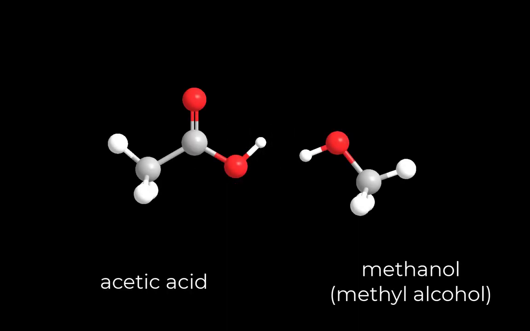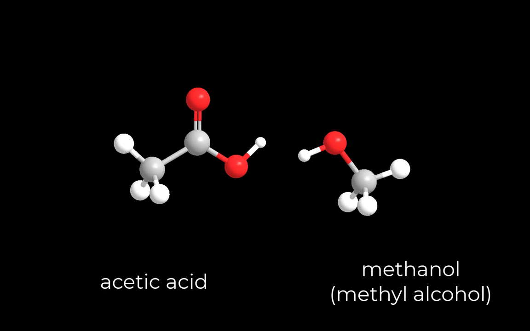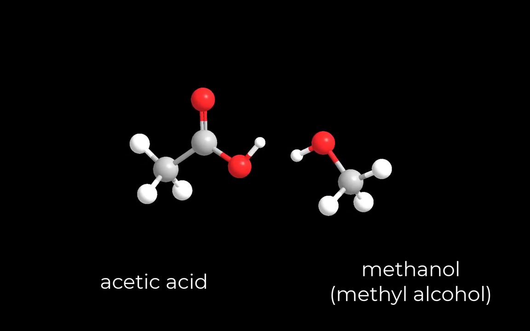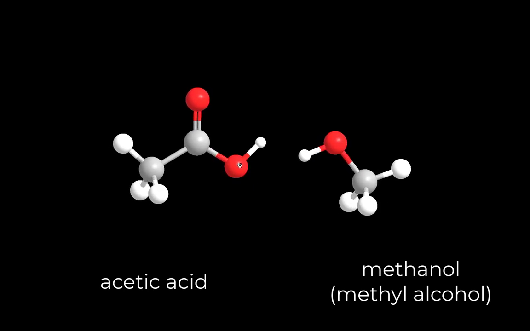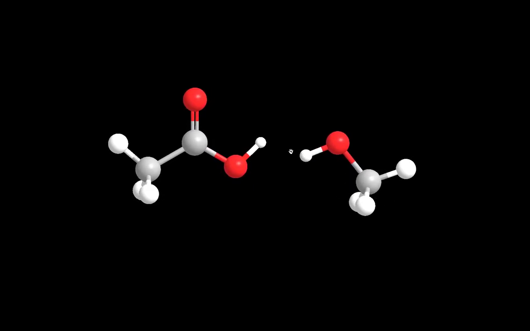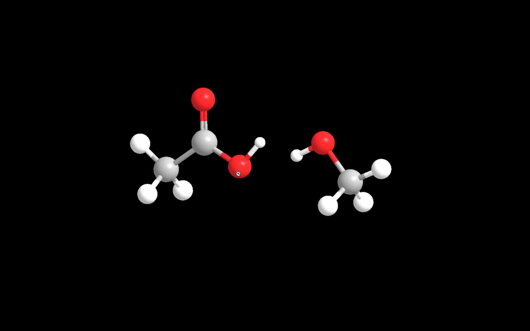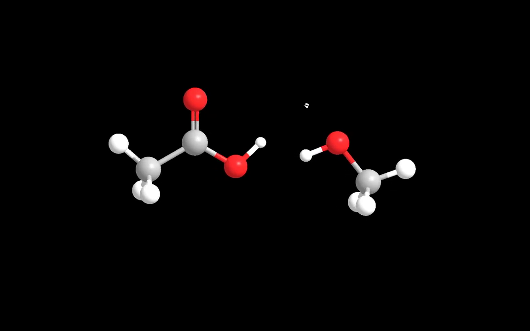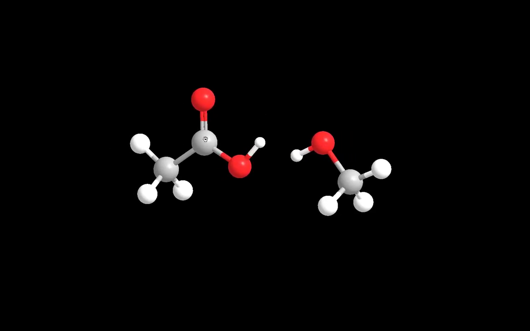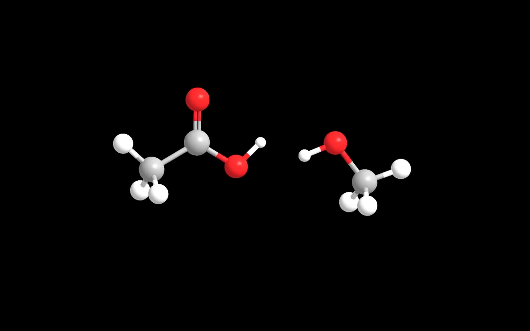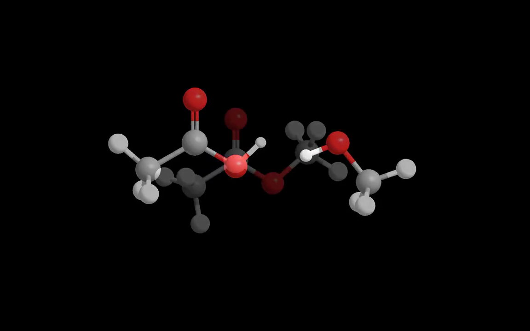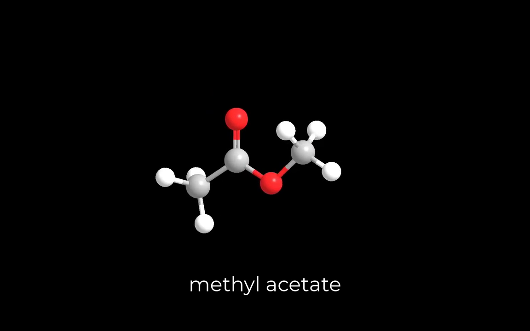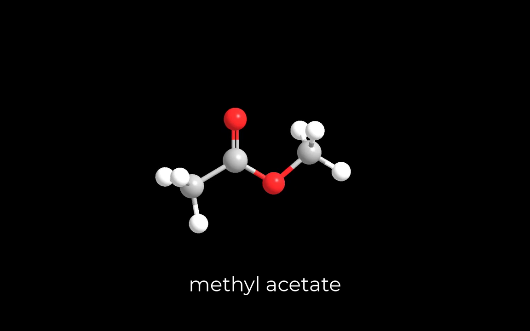Let's look at both of those molecules side by side prior to reacting. You'll notice that this oxygen and that hydrogen are lost in this reaction to form water. That oxygen bonds with this carbon to form the ester. And this is the ester that would be produced by the reaction between the previous two compounds, methyl acetate.